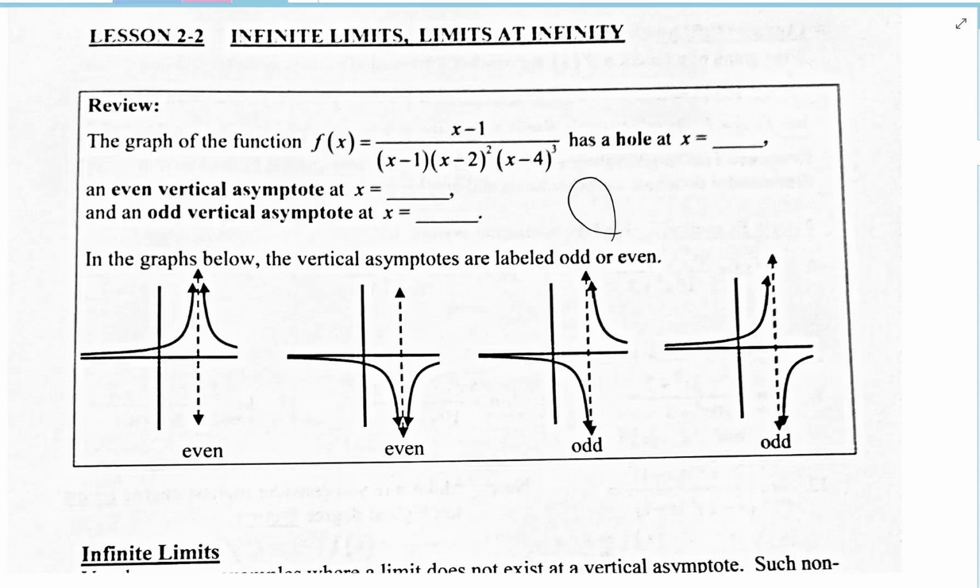Let's take a look at this rational function. We're going to look at infinite limits and limits at infinity today. You have x minus 1 over x minus 1. That signifies a hole at 1.